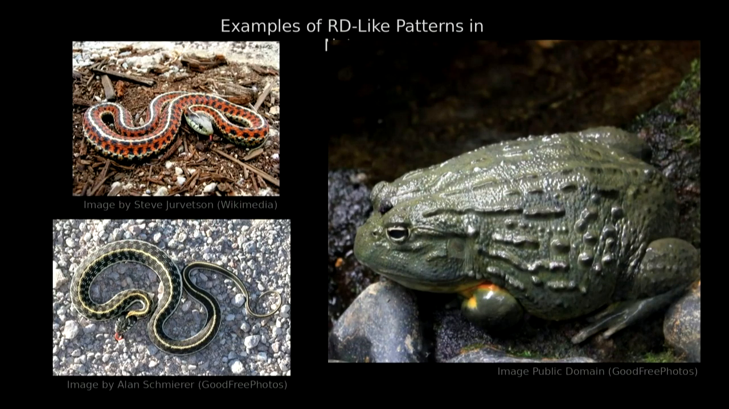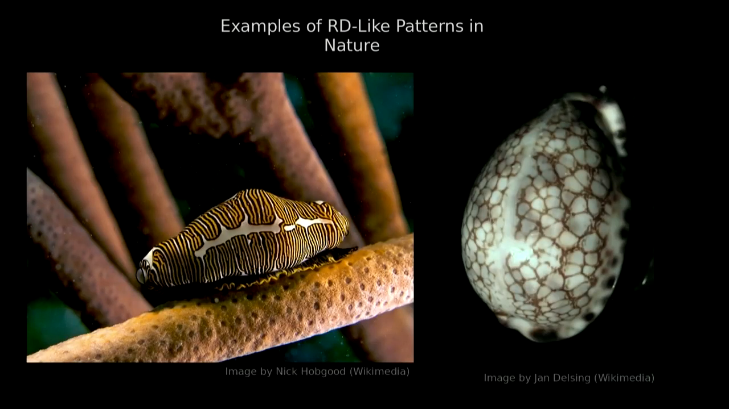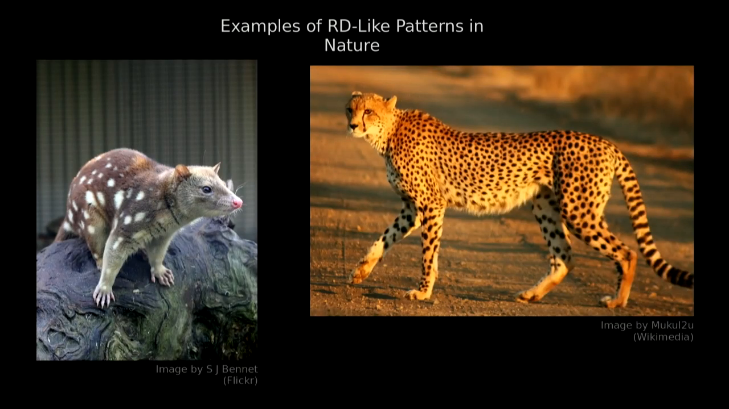Snakes, and I thought the frog was interesting because that's not just colour, it's actually affecting the shape of the frog or toad or whatever it is. On the left is some kind of cowrie shell, a mollusk, which I thought was really interesting because it looks very, very much like some types of reaction diffusion you can simulate. And another cowrie shell on the right there as well. That's a spotted quoll and a cheetah. These are pretty common. Well, cheetah especially is a very common example to cite as a why would you use reaction diffusion to texture a creature.